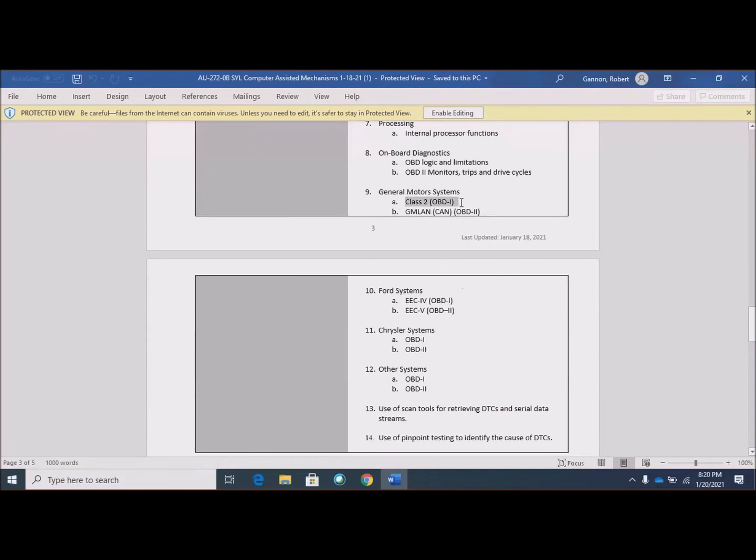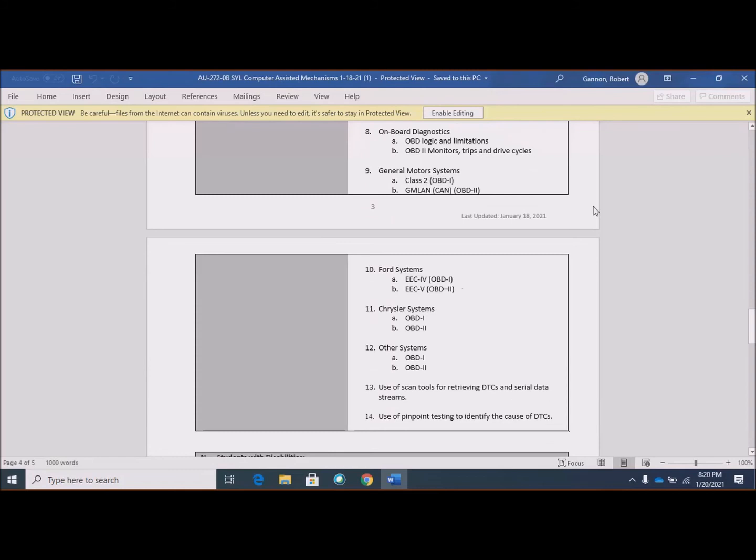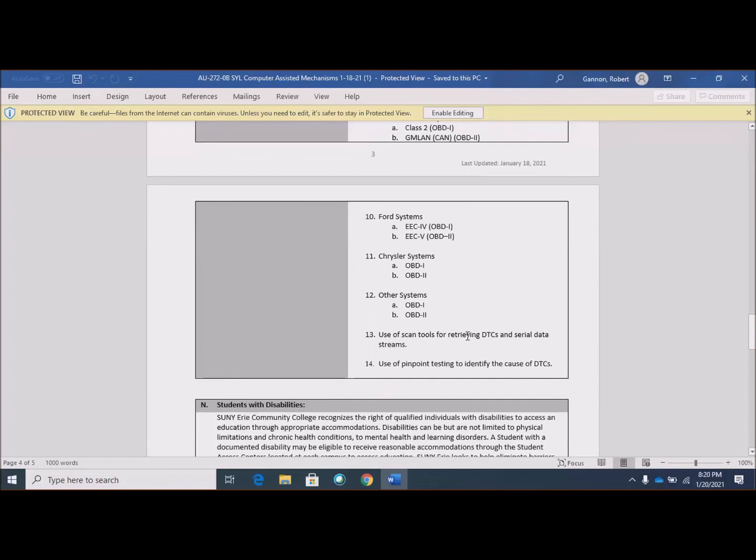OBD1 is really old stuff now, 25 years old, so we're going to spend a very short time talking about that. But the reason we talk about it at all is that OBD2 took OBD1 and added on to it. So that's really where we're going to concentrate. Maybe not for all of these systems individually, but on what onboard diagnostics started at and what was added on over time. And then the use of scan tools for retrieving diagnostic trouble codes and serial data streams.